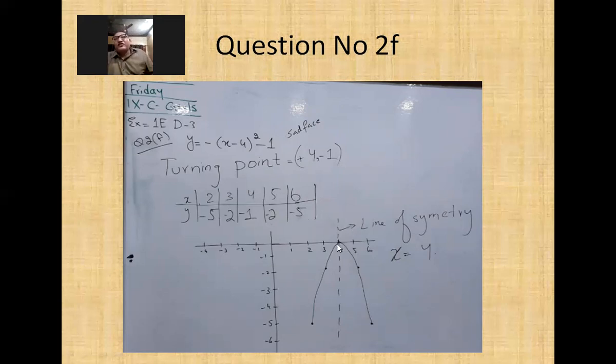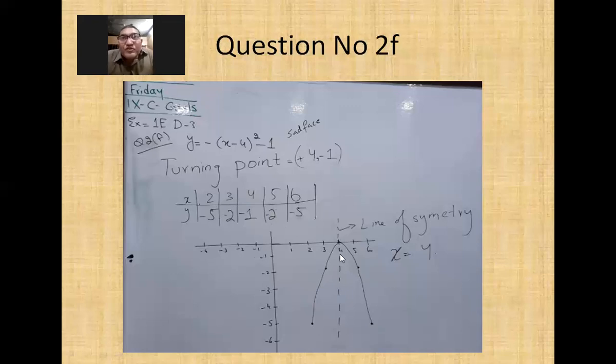So the turning point is (4, -1). That point was supposed to be here. Okay. So my student has by mistake put it on (4, 0). It's not (4, 0). It's supposed to be at (4, -1). It's supposed to be here. And (3, -2). And (2, -5). That will be here. And (5, -2). It will be here. And (6, -5). It will be here.